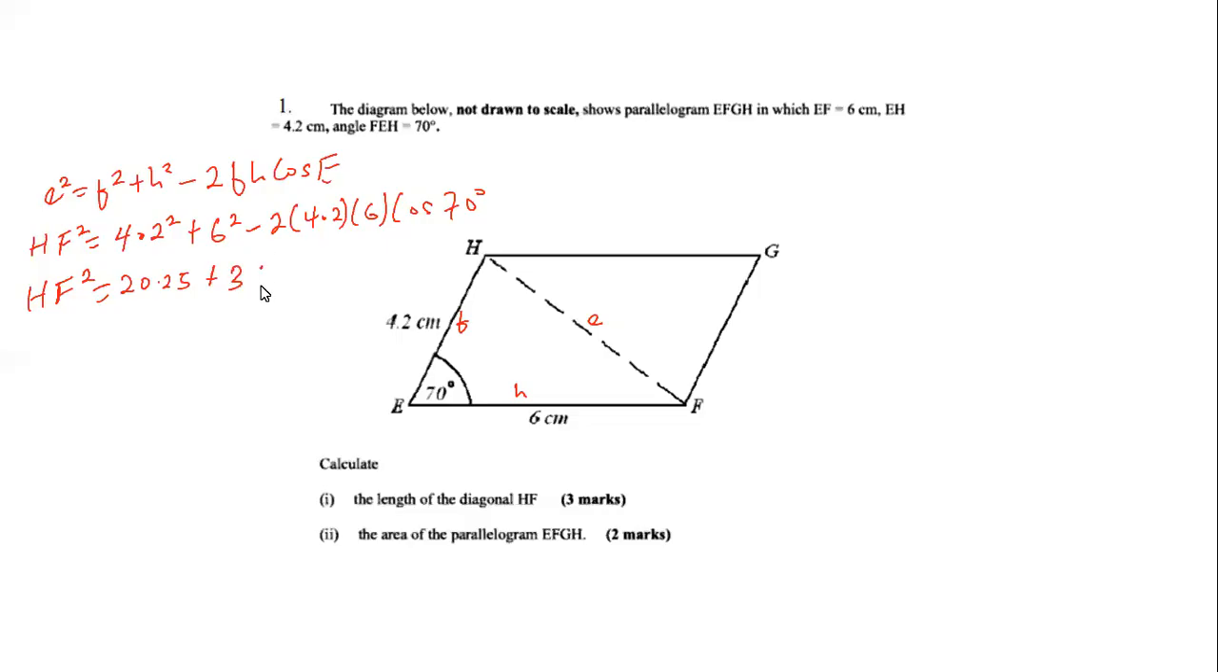Yes, plus 36. 2 times 4. What do you get over this side? 50.4. Yes, sir. What is cos of 70?